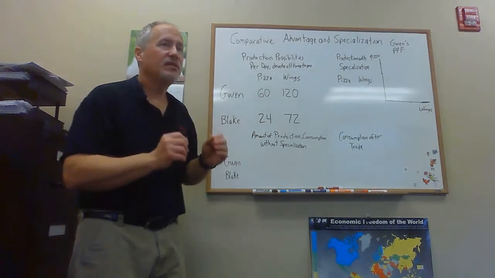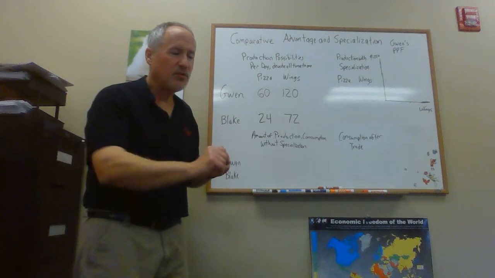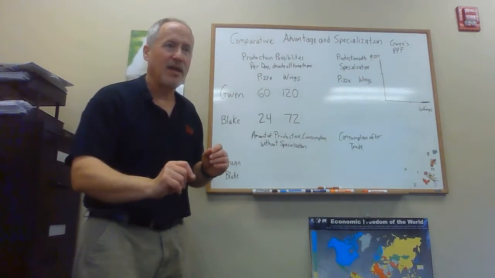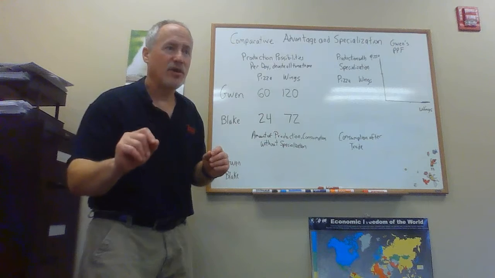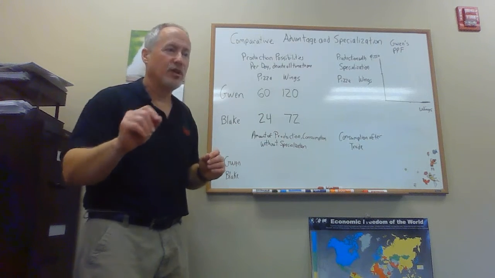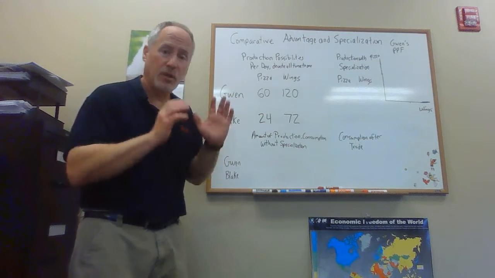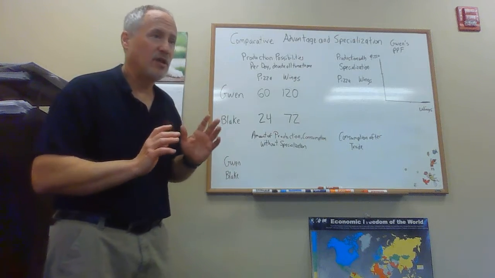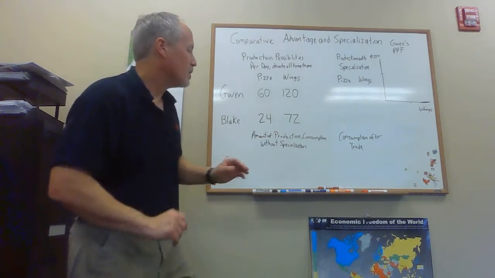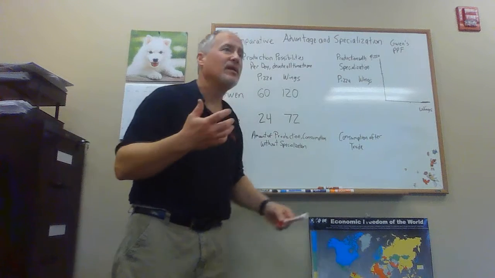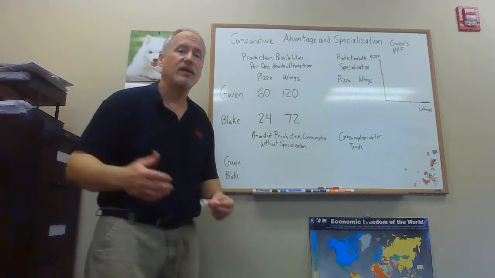But even in this case, where Gwen can make both of these goods better than Blake can, Gwen can be made better off by specializing and trading with Blake. And Blake will be better off too. They will both be better off if they specialize and trade. This is what's known as comparative, or what we'd call relative, advantage.